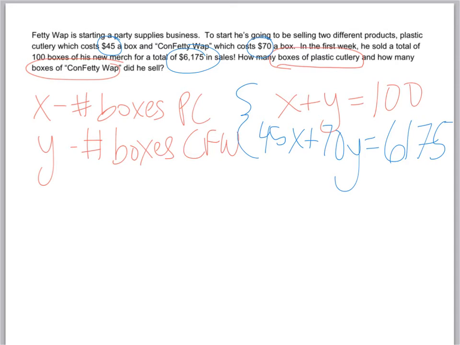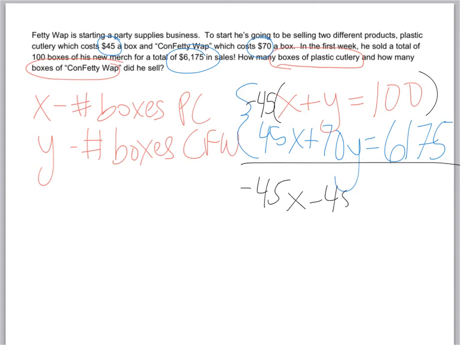I would strongly suggest that you solve this using elimination. If I'm going to solve this using elimination, I want to cancel out x's or y's. I'm going to go with the x's because if I multiply the first equation by negative 45, that's going to cancel out my x's. I could cancel out my y's by multiplying by negative 70, but why go with bigger numbers? Let's stay smaller. So my first one is going to be negative 45x minus 45y equals negative 4,500. And then my second equation stays the same.